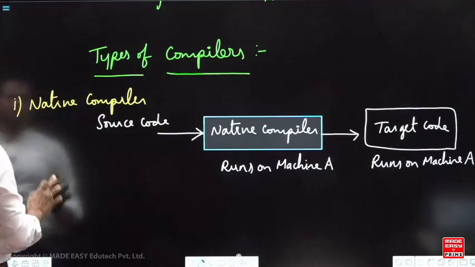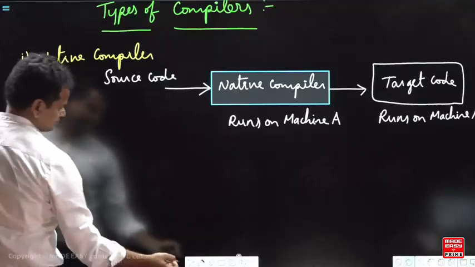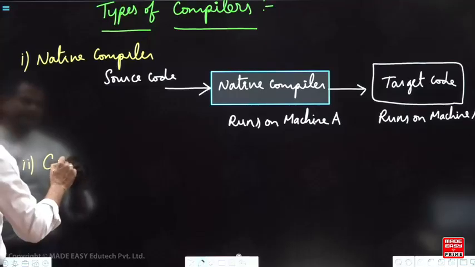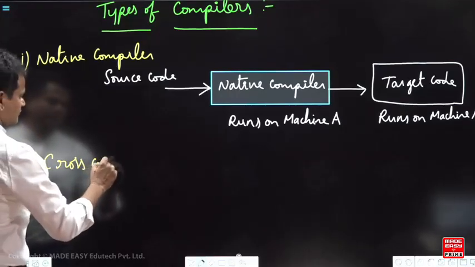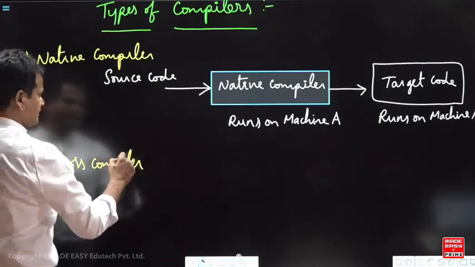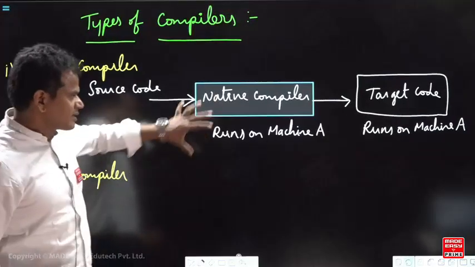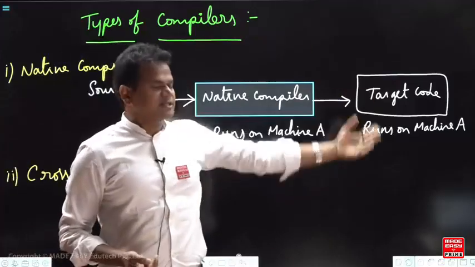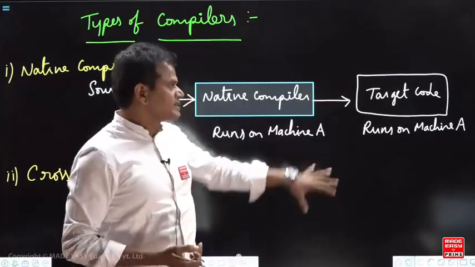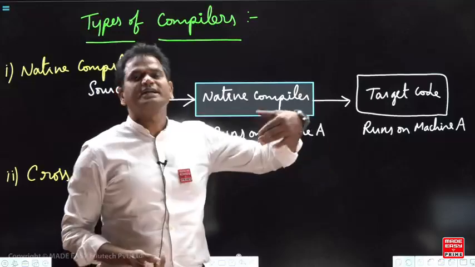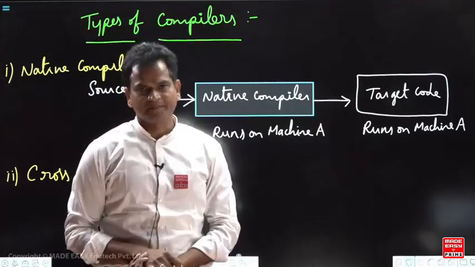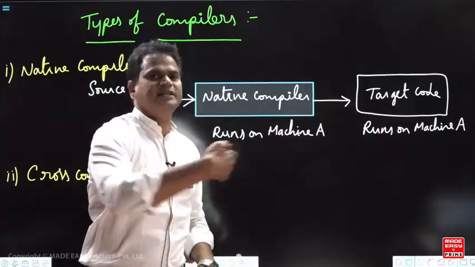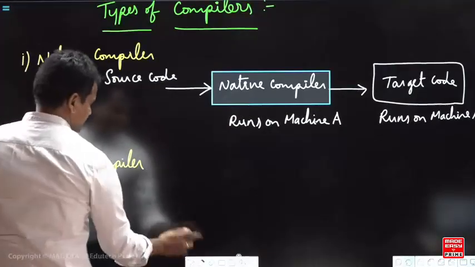And the second one, cross compiler. What is a cross compiler? Suppose it is running on machine A, and whatever target code is produced by the cross compiler, that target code will run on a different machine. Native compiler produces output for the same machine. Cross compiler produces the output for a different machine.